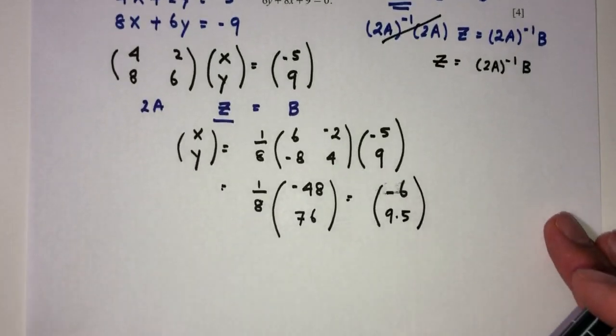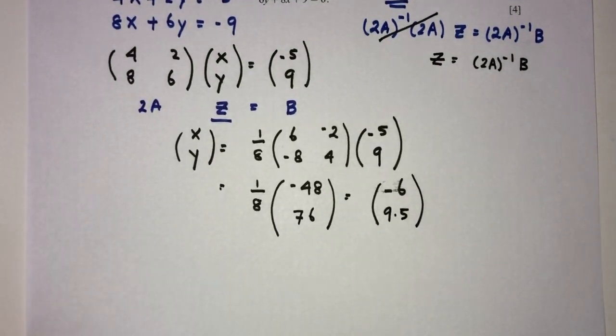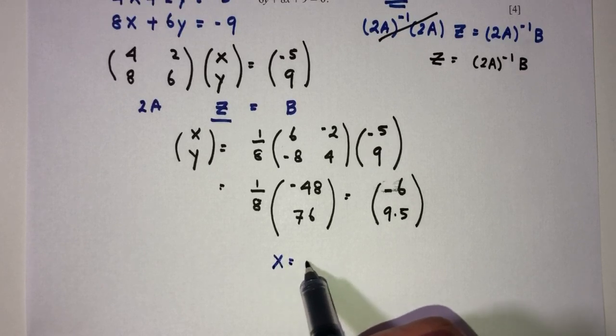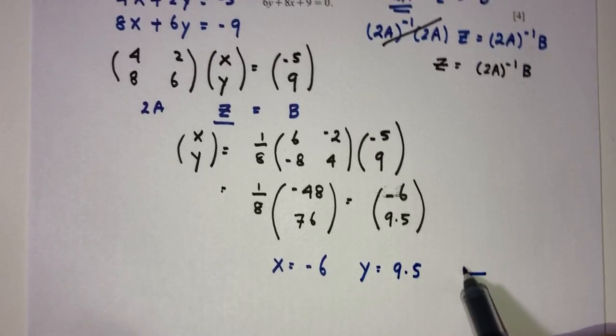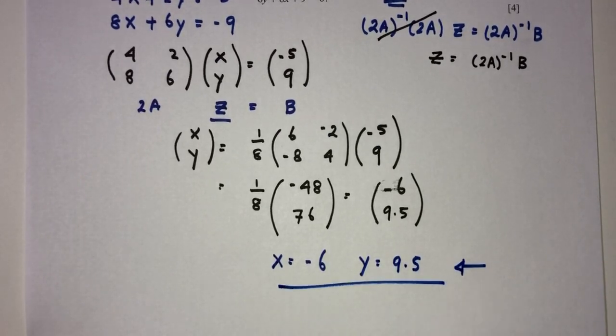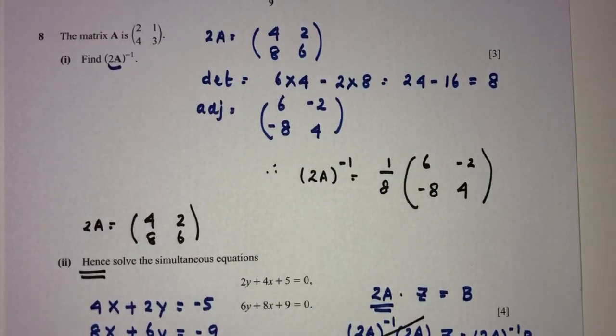As you can see, the values of x and y have been found. So x is minus 6, y will be 9.5. So this is your answer for question number 8.